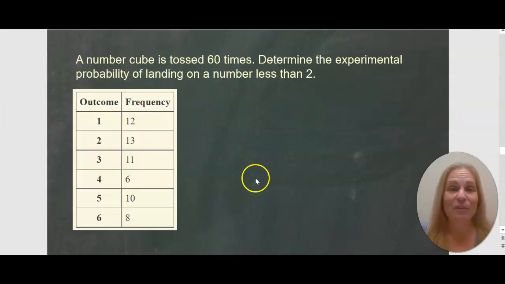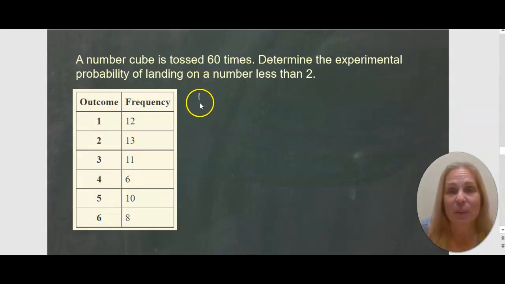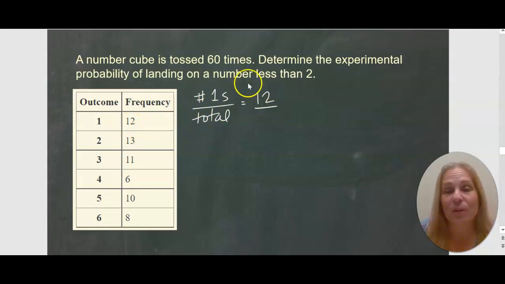Right? Now we have a number cube. It's tossed 60 times. Determine the experimental probability of landing on a number less than 2. Well, there's only one outcome here that's less than 2, and that would be 1. So I would be doing the number of ones that I got out of the total number of tosses. So there were 12 ones out of 60. I can reduce this fraction because they're both divisible by 12. So 12 divided by 12 is 1, and 60 divided by 12 is 5.